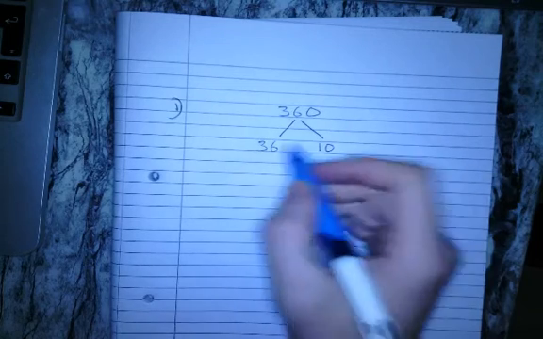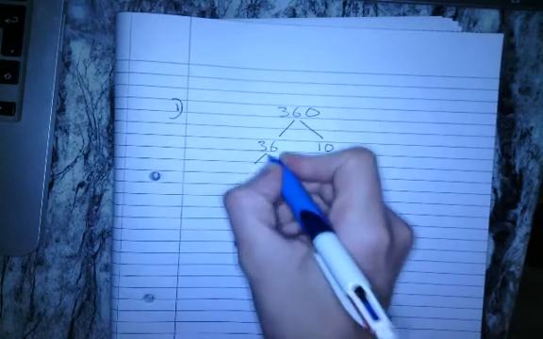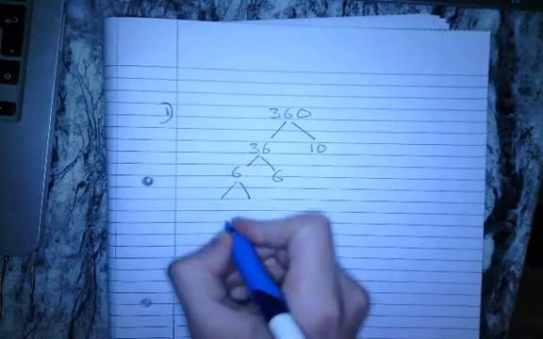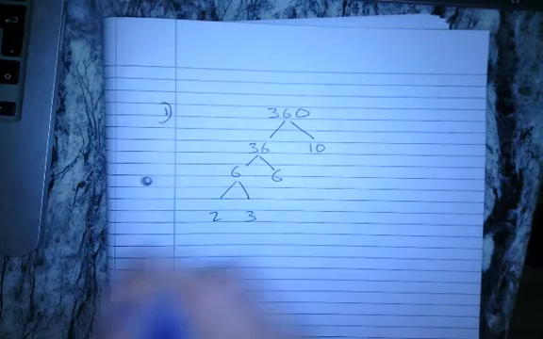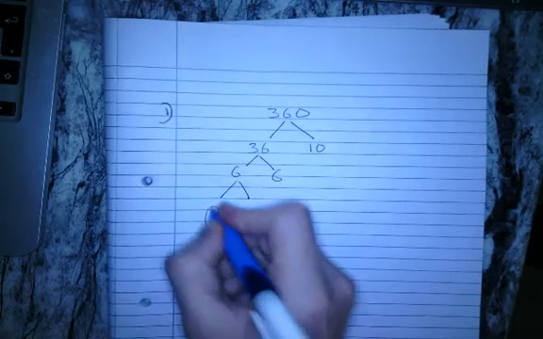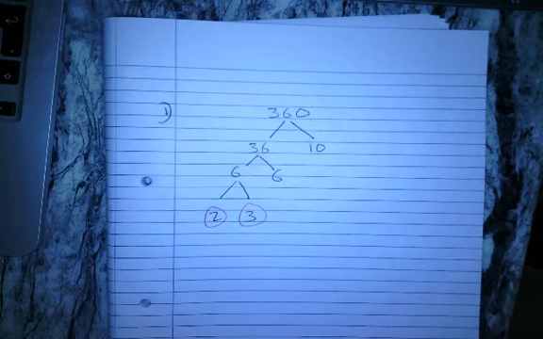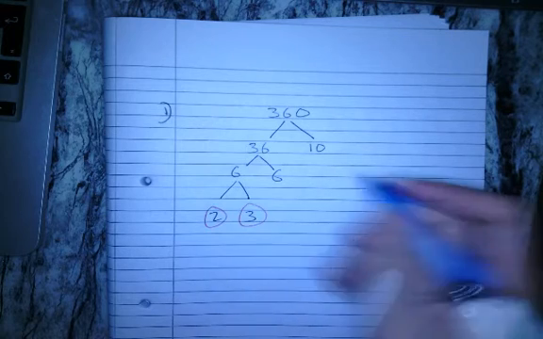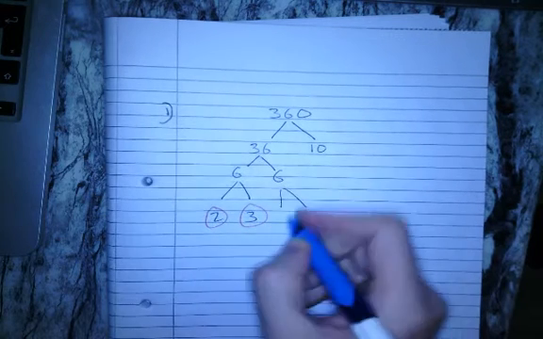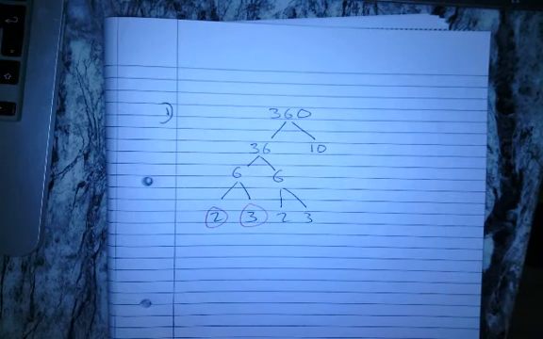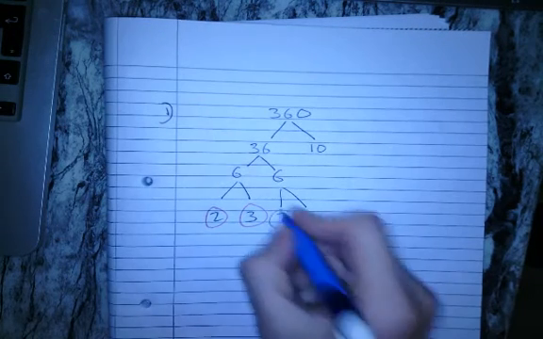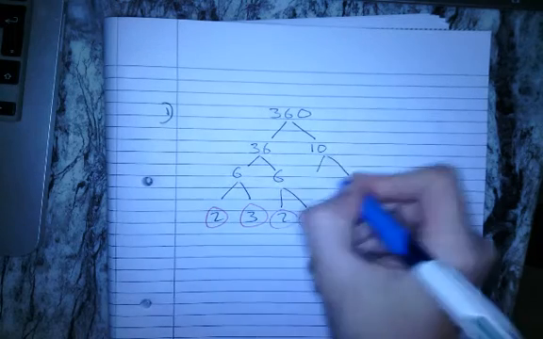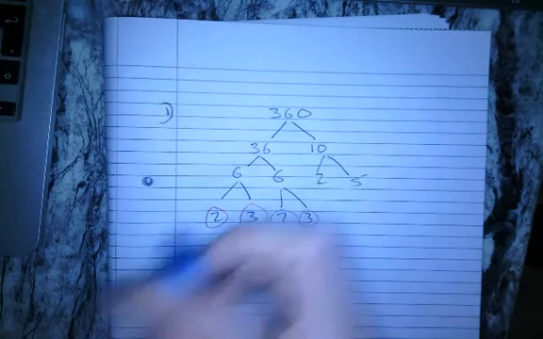answer. So let's see, 36, I'll go again to 6 and 6. And then 6 can be broken down to 2 times 3. Now I'm going to circle both of those because they're both prime numbers, and so I've got as far as I can go with those. Can't break a prime number down anymore. So the other 6 will be 2 and 3 again. Circle those. And then with 10, it breaks down to 2 and 5.